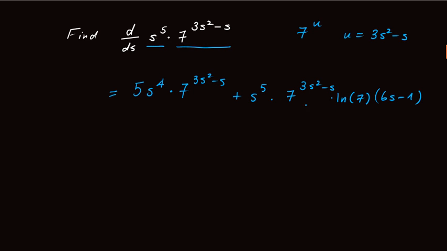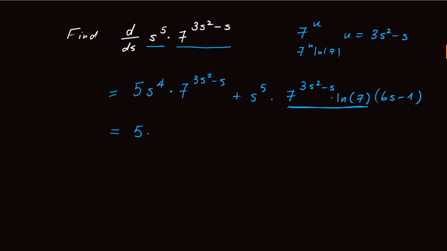Okay, so that's a big long product. Again, this came from differentiating the outside function, the 7 to the u. The derivative of 7 to the u is simply 7 to the u times ln of 7, and that's what's written here. But then I have to differentiate the u part, which is the derivative of 3s squared minus s, which is 6s minus 1 by the power rule. Okay, so altogether, this is it. That's all I need to do.